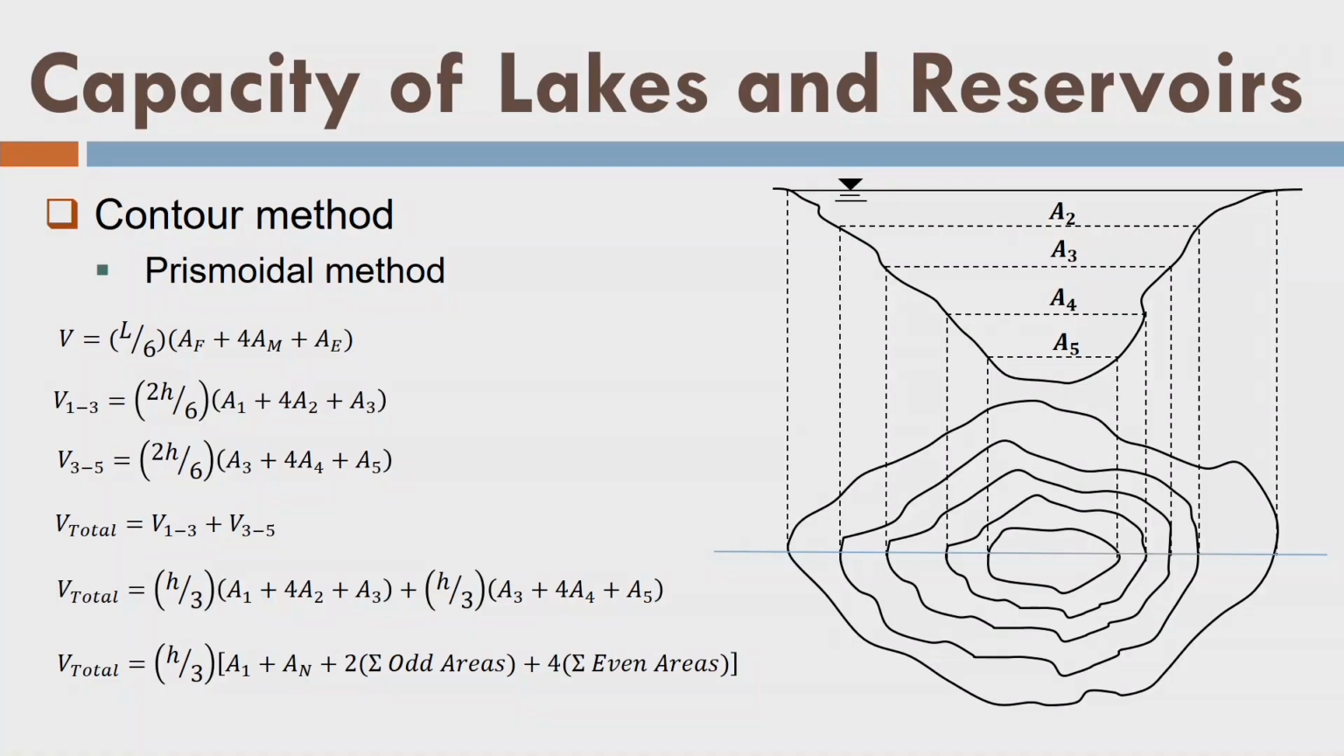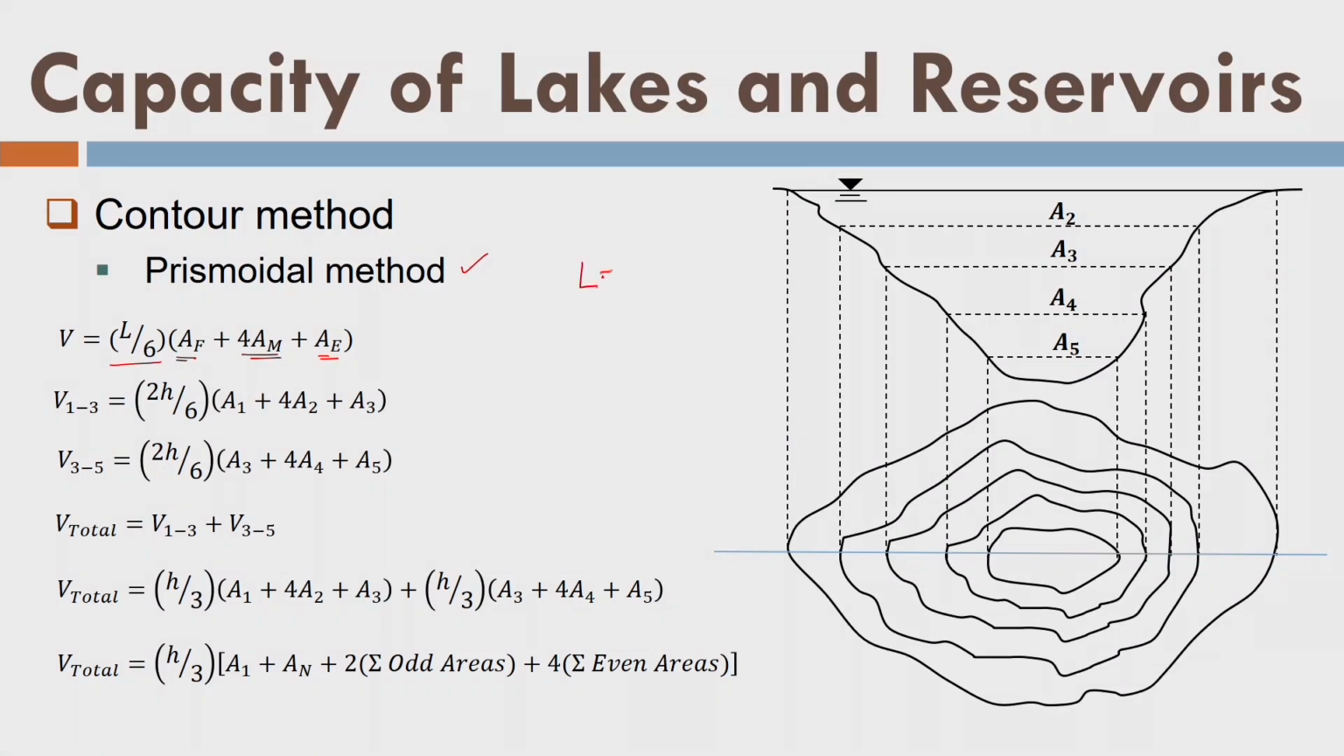Let us come to the contour method where we are going to discuss the prismoidal method. Here you can see the formula L by 6, A first area, A end area and the middle area 4 times. So this is the standard formula for the prismoidal method where L is the distance between the two sections A1 and A2 and so on. So now the distance is h. So we are dividing h into two parts, h by 2 and h by 2. And now we are saying that L is equal to 2h.